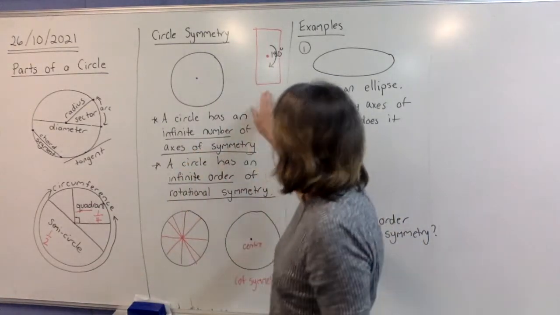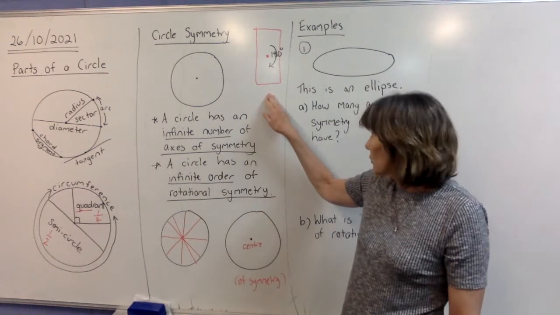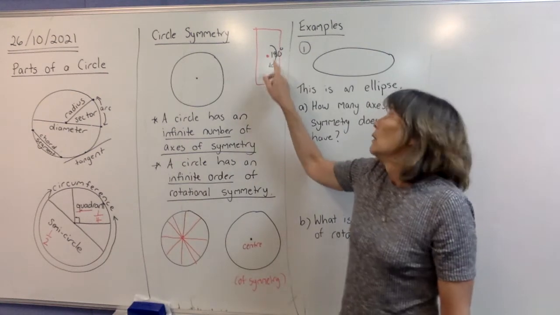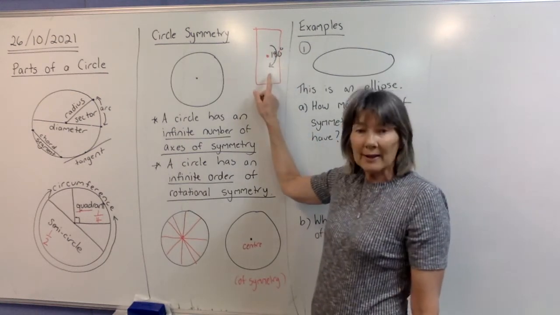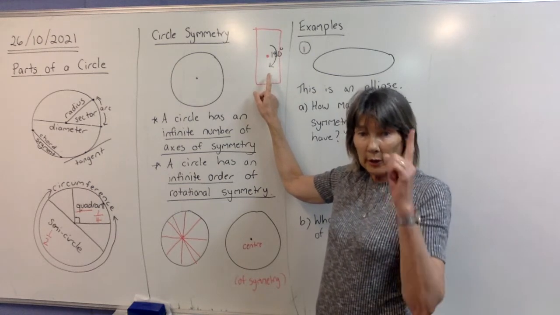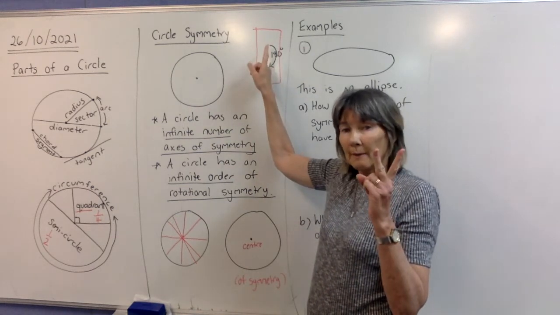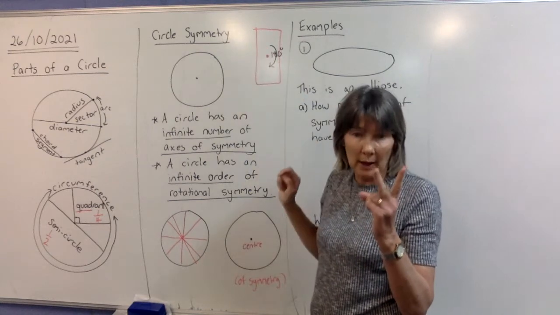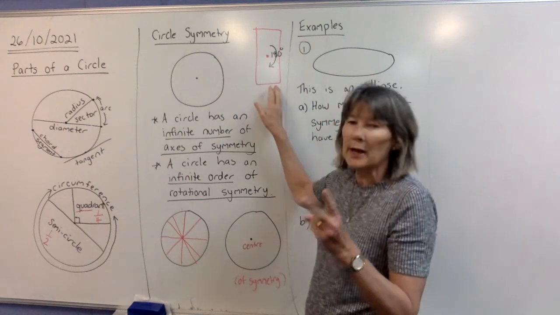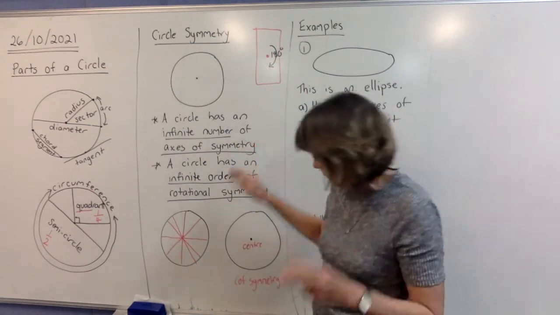So in that one, we would say that it has rotational symmetry of order 2 because it goes once for 180 degrees, twice to 360 degrees, looking like itself. So that would be rotational symmetry of order 2.